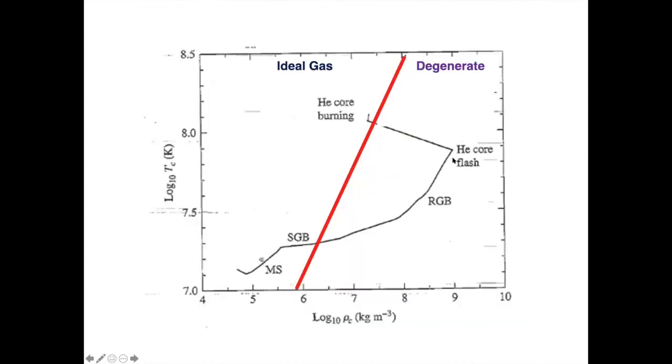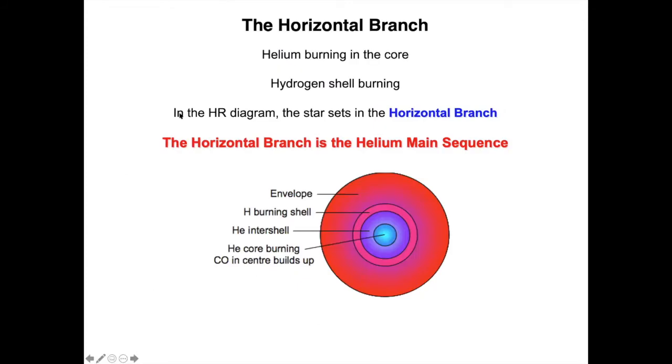So this is what happened to the star. The star had the helium flash and then jumped to an ideal gas again, where you have stable helium core burning. And this is the structure of a horizontal branch star. You have helium burning in the core that is depositing inert carbon and oxygen in the center that builds up. You have a shell around here, which is inert helium. And then you have a hydrogen burning shell and the inert envelope that is not burning, the hydrogen envelope. In the HR diagram, the star settles in the horizontal branch, which is essentially the helium main sequence.